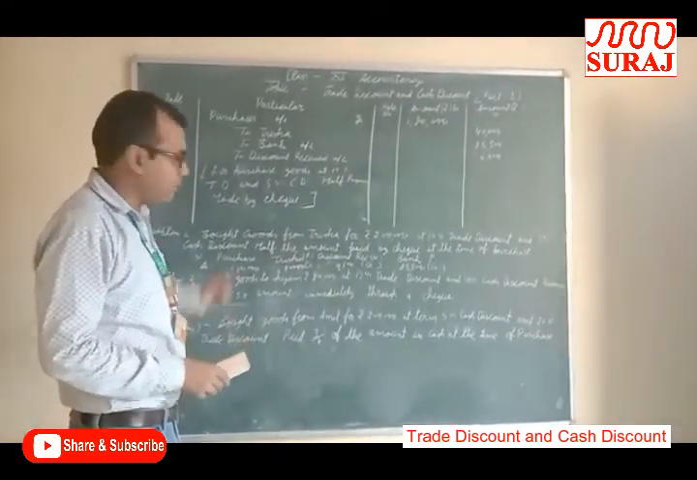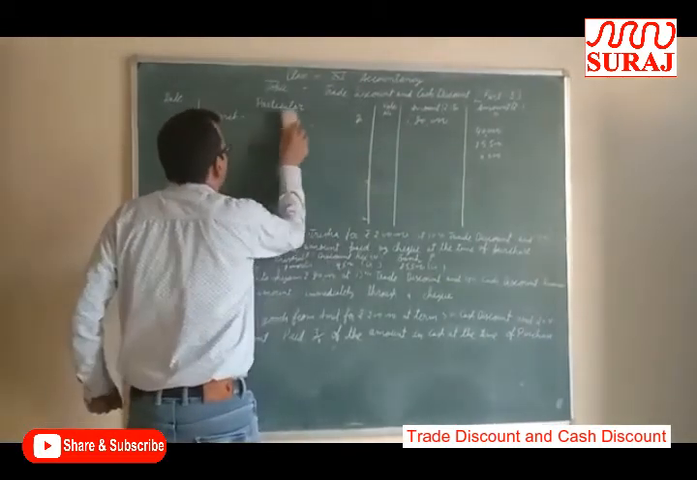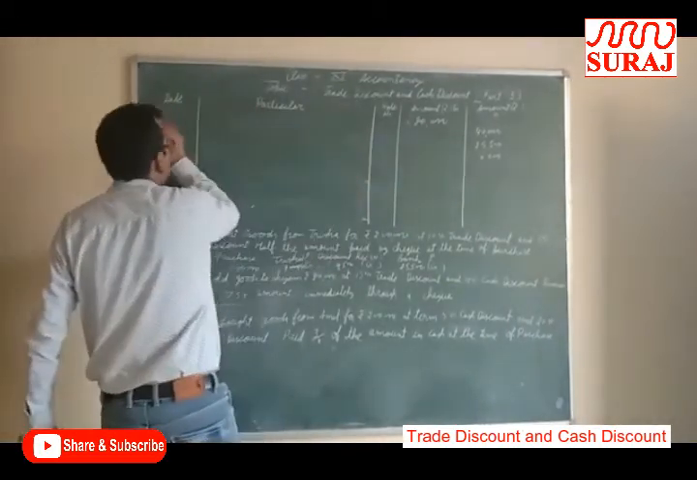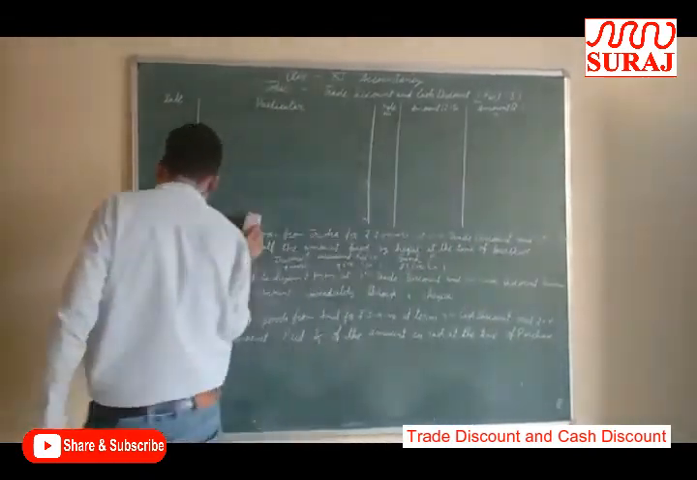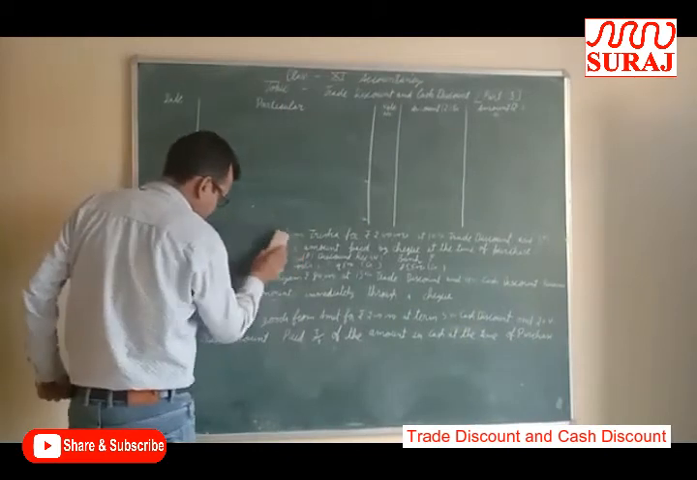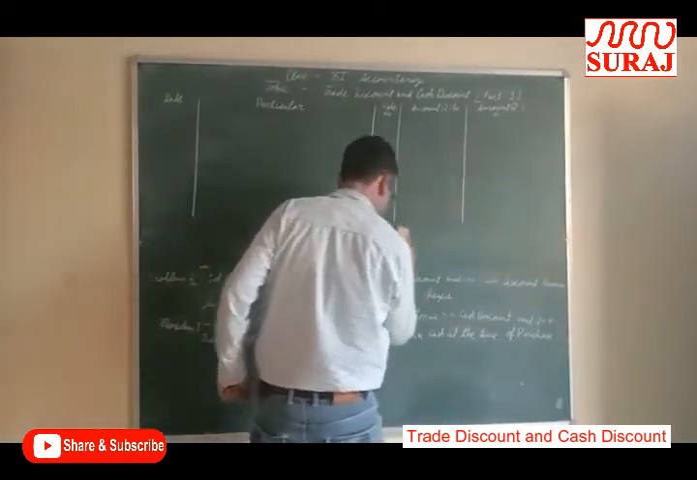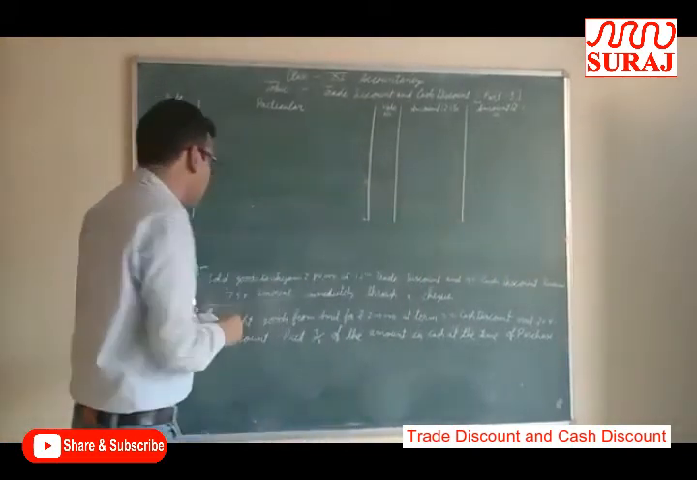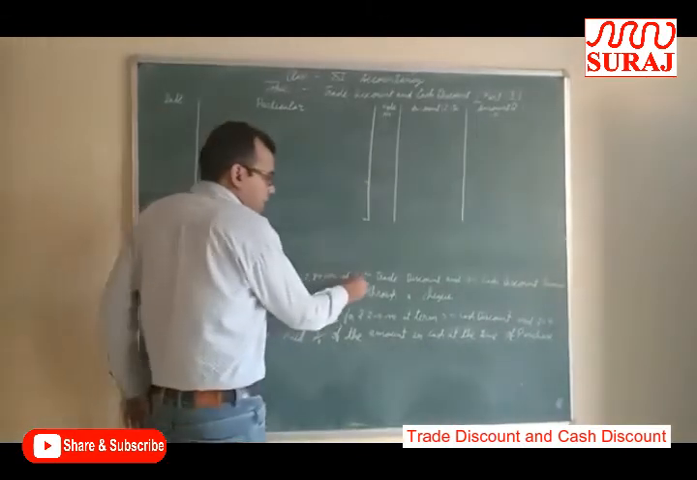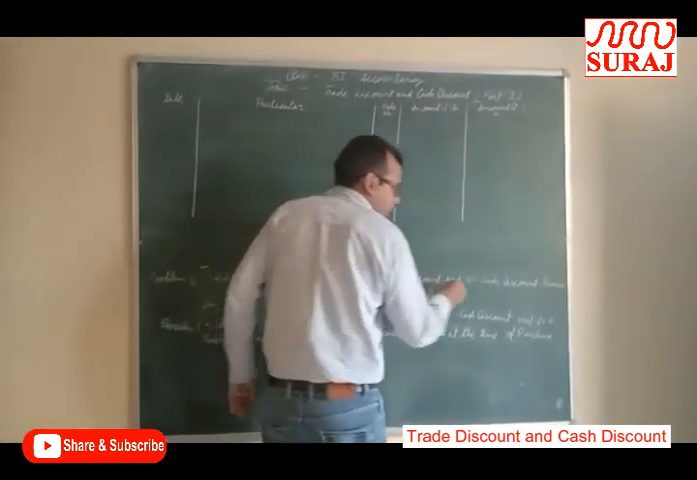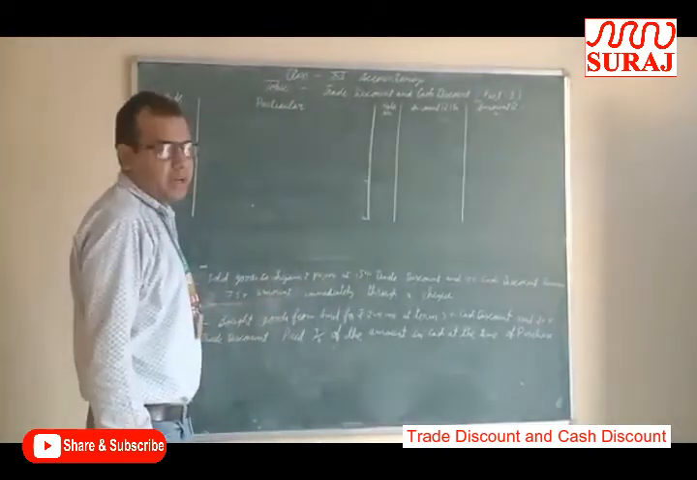Dear students, I hope you understand it. Now let's discuss the second problem. Problem number 2: sold goods to Shyam, rupees 80,000, 15% trade discount and 4% cash discount. Received 75% amount through a check.